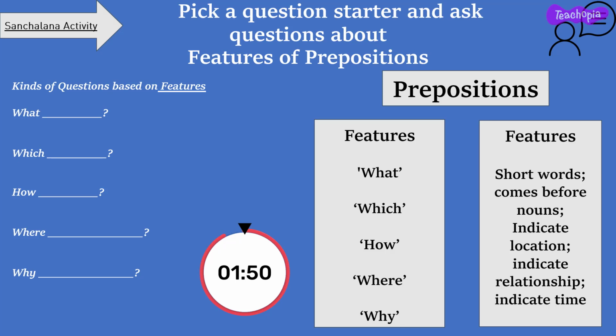What are short words that come before a noun and indicate location called? Which words in English show us the relationship... Which words can be used to indicate relationship or time? So on and so forth.